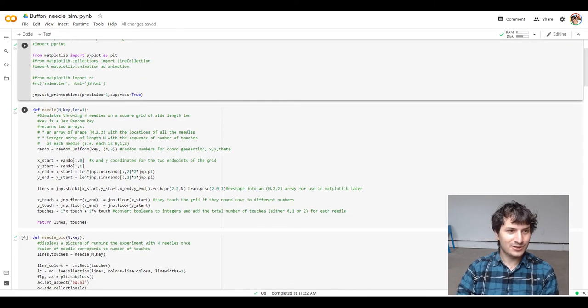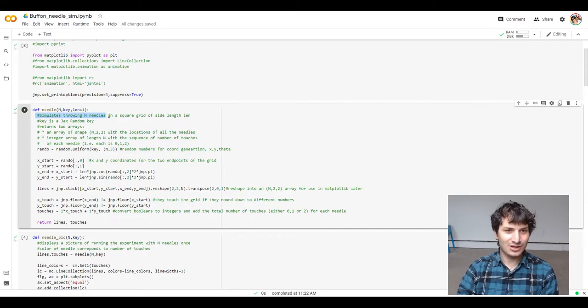So this is the main function, needle. And what it does is it simulates throwing N needles onto a square grid. So a needle is what I was calling a straight spaghetti in the main video. So you can put in whatever value of N you want. A key is a random key. So that's just how the random numbers get generated. You make a key and then it uses that to generate all the randomness.